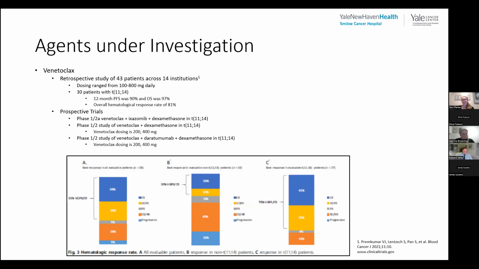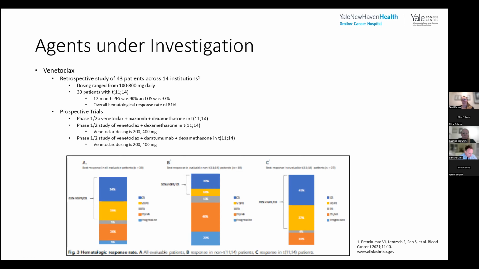The next drug currently under investigation is venetoclax. Many of you may have heard about this drug as it is currently FDA approved in other hematological disorders such as CLL and AML. Venetoclax is a BCL2 inhibitor, and there is a retrospective study, meaning looking at patients who were already treated, of 43 patients across 14 institutions. The dosing of venetoclax was varied, but 30 patients did have a translocation 11;14. In these patients, which is seen in graph C, the overall hematological response rate was 81%.